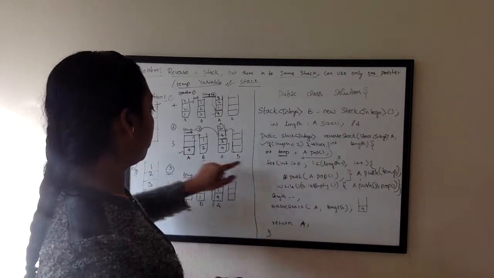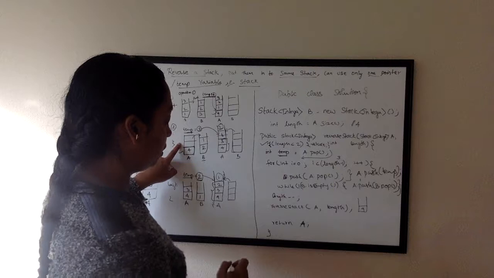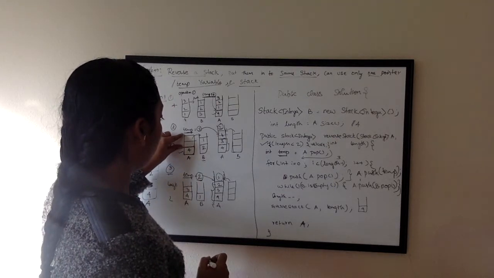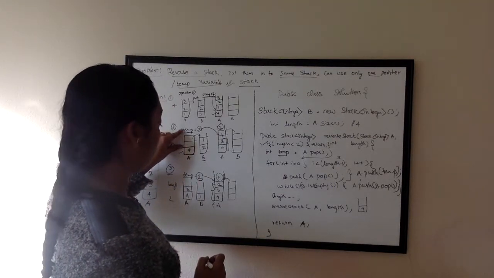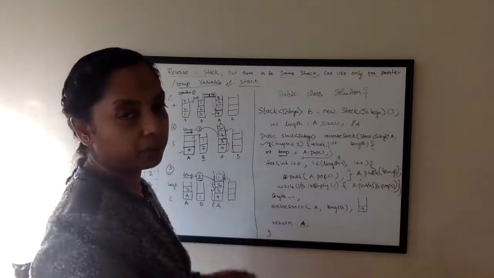So in the second operation, the length has reduced by 1. So now it will start only from here, the 3 elements, and it will do the same operation.